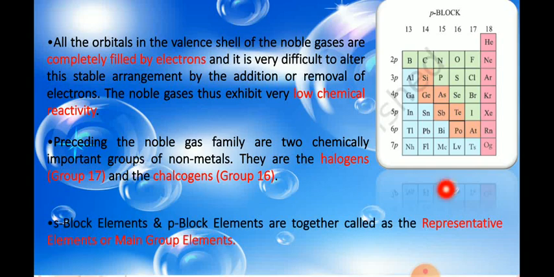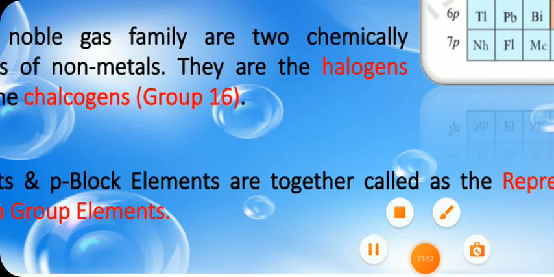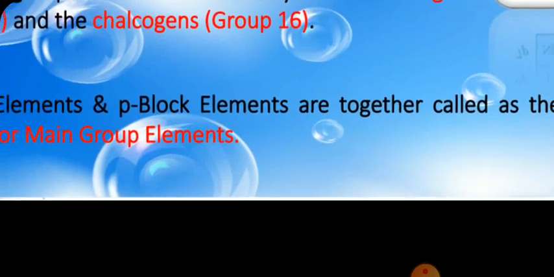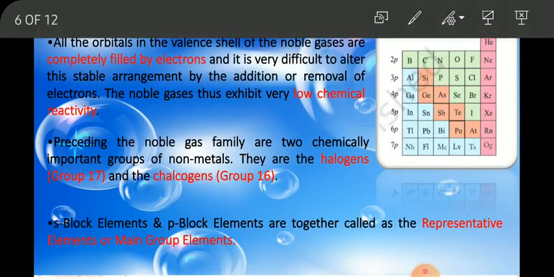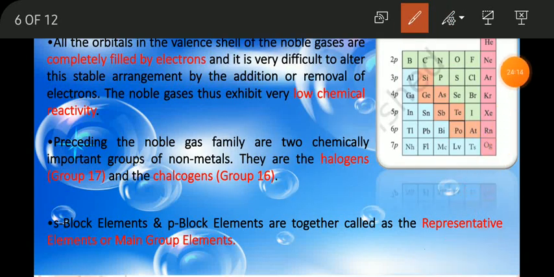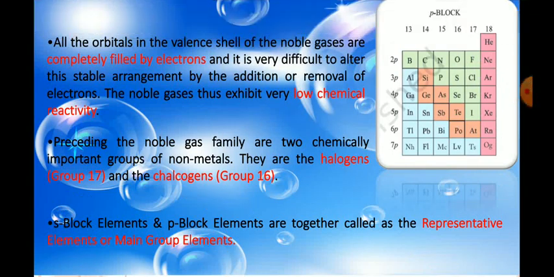One point is important: the s block elements and p block elements together are called representative elements, or even they are called main group elements. So s block elements and p block elements are collectively called representative or main group elements. Important for 1 mark in the examination. Clear? Okay. This is about p block.